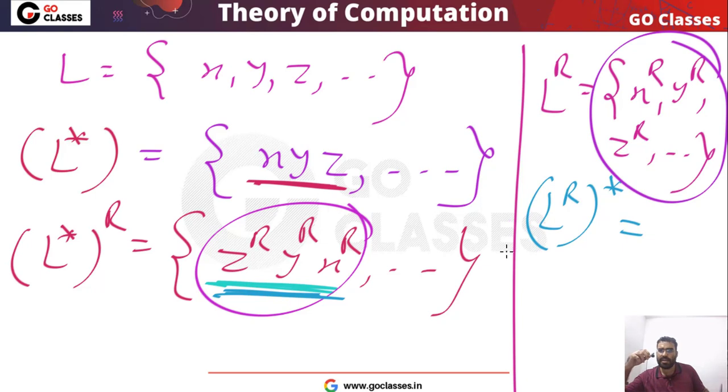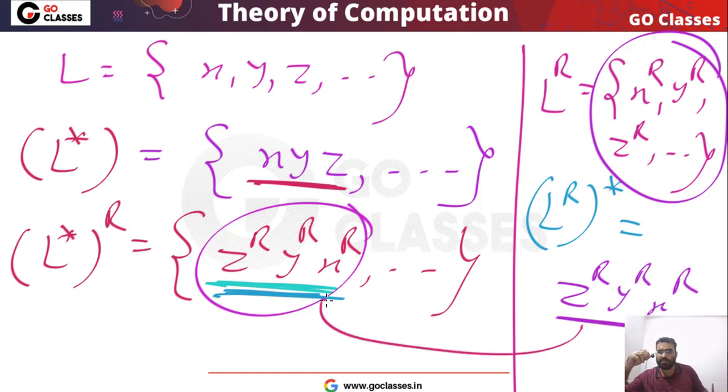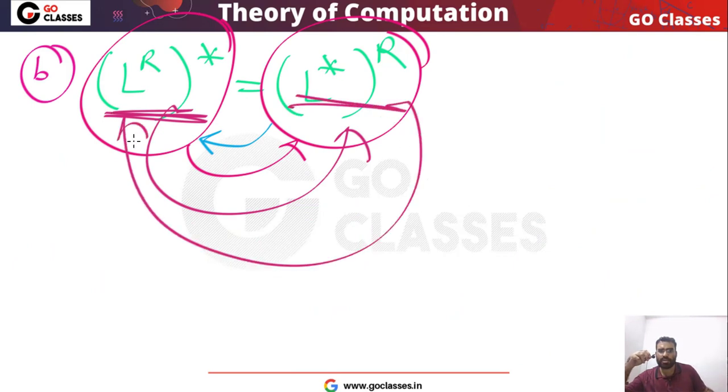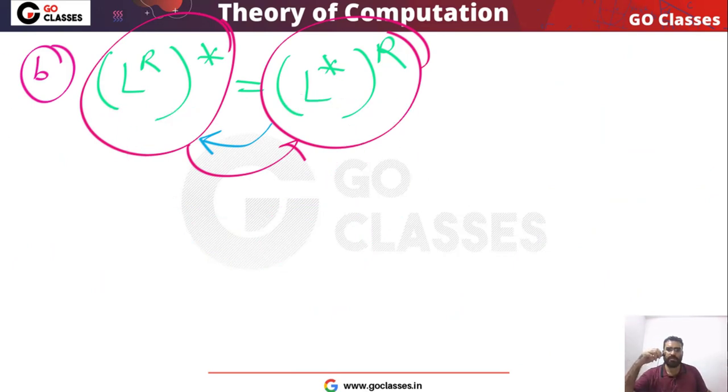This is your L reverse. So if you do the whole star, then of course you can get this type of string like Z reverse, Y reverse, X reverse. This string I can definitely get. So this is what we have done. We have proven that these two are okay. Every string that is here, that is also here, and every string that is here, that is also here. So this is what we have proven. This proof is actually very simple.